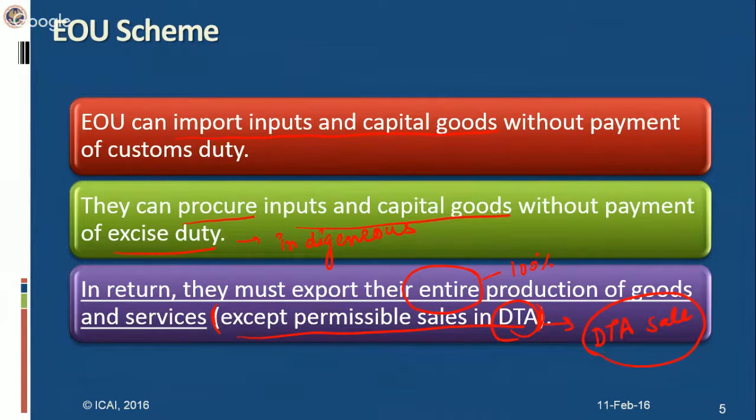So the overall concept of EOU is that EOUs are required to export all their output, their production of goods and services. And in return, they will get the import of inputs and capital goods duty-free. Similarly, they can procure the inputs and capital goods domestically also, and that will also be without payment of any excise duty.